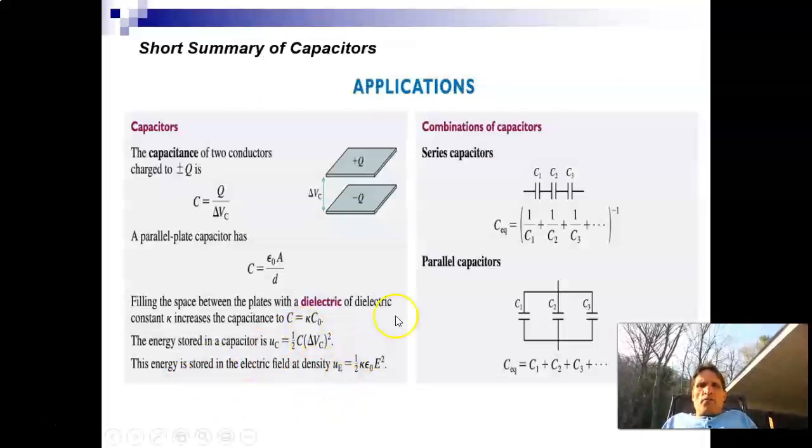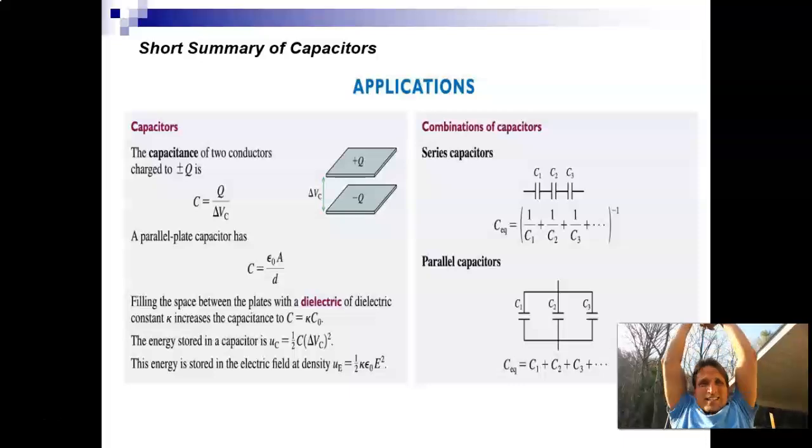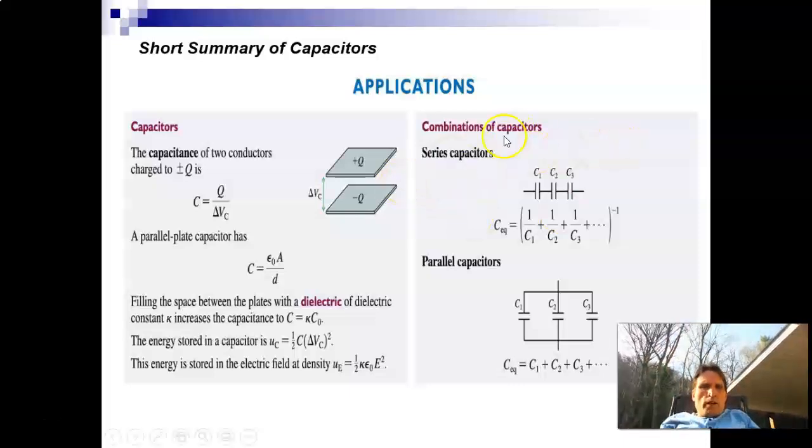But here's a formula summarizing pretty much the main properties of capacitors. The formula relating capacitance to the potential difference, the capacitance relation to the spacing between the plates D, the area, and epsilon naught, and then putting in insulating material, we just add a K in here.